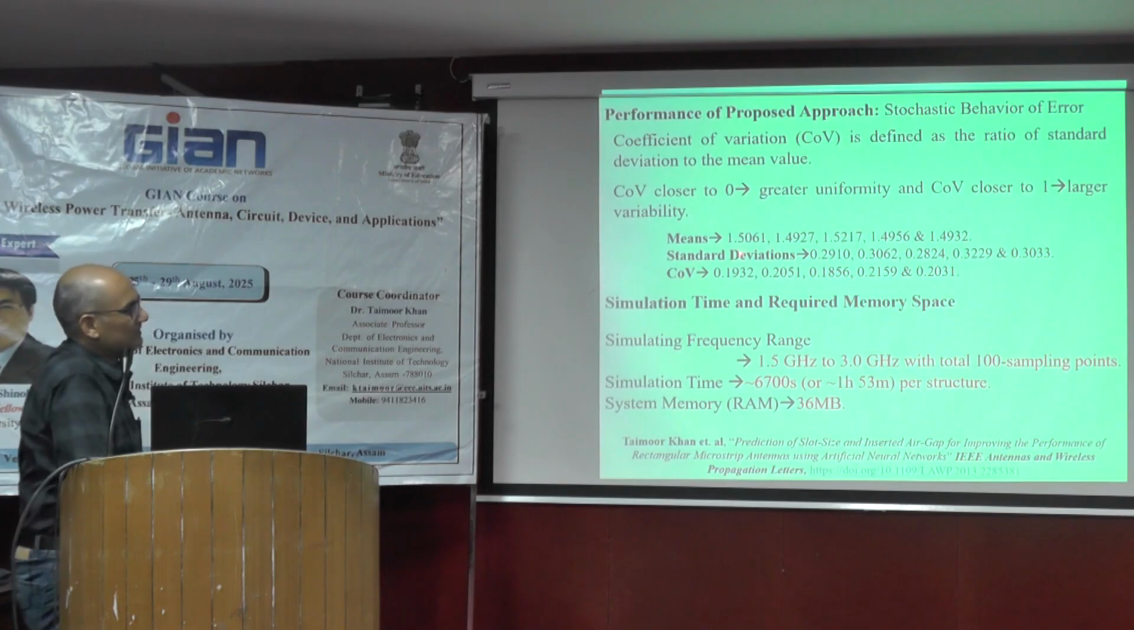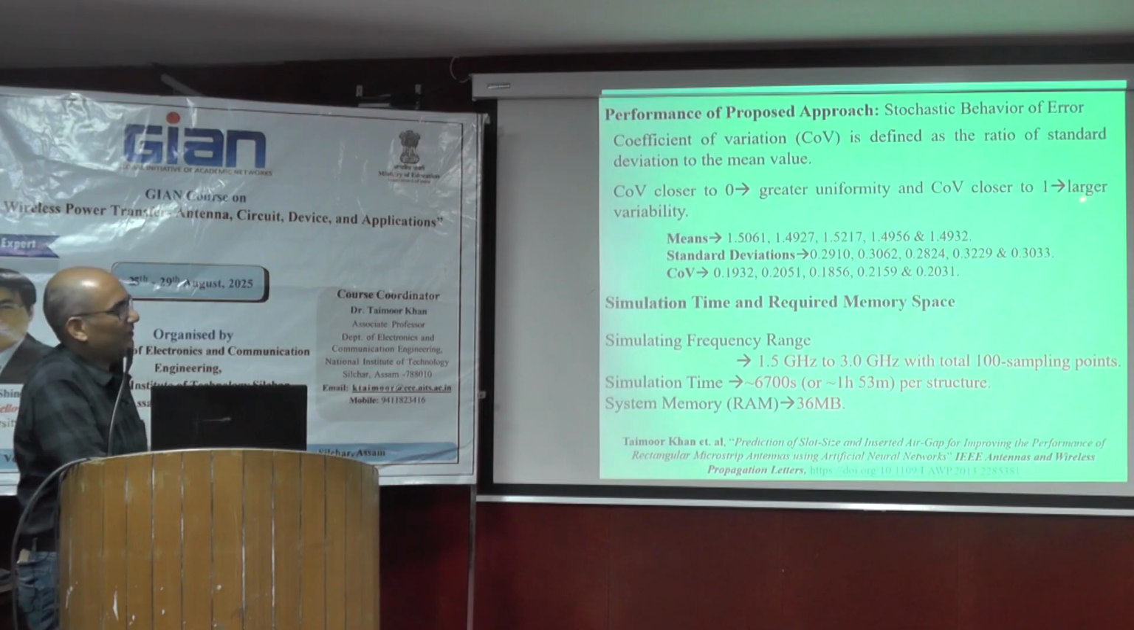For that, we have calculated the mean for 5 different parameter values, as well as the standard deviation, and then the coefficient of variation. It is defined as the ratio of standard deviation to the mean value. A COV closer to 0 represents greater uniformity.